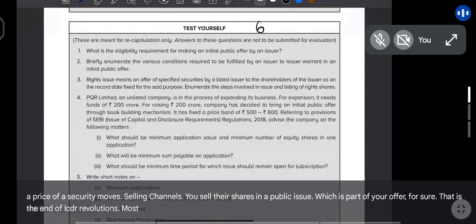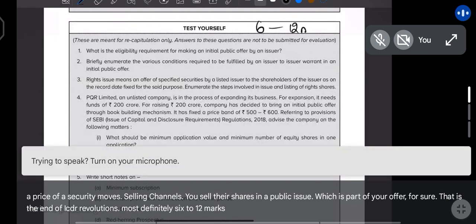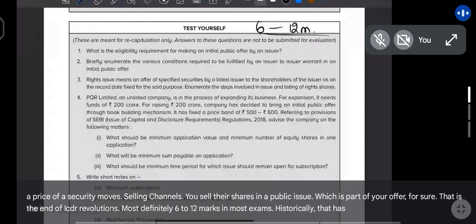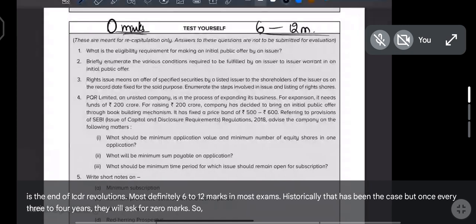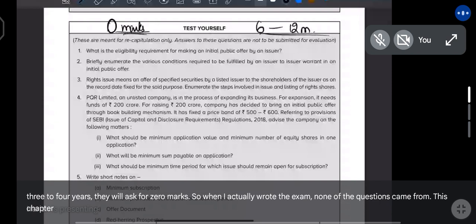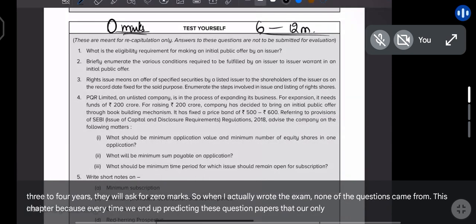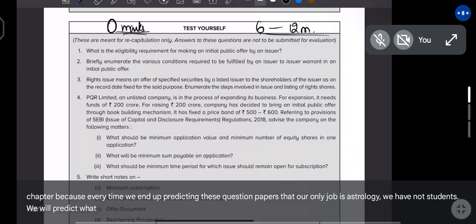Most definitely 6 to 12 marks in most exams. Historically, that has been the case, but once every 3 to 4 years, they will ask for 0 marks. So when I actually wrote the exam, none of the questions came from this chapter. Because every time we end up predicting these question papers, right? Our only job is astrology. We are not students. We will predict what will come in the exam.